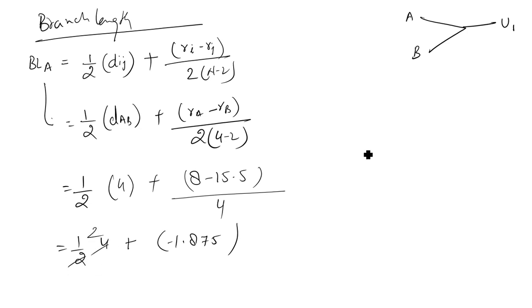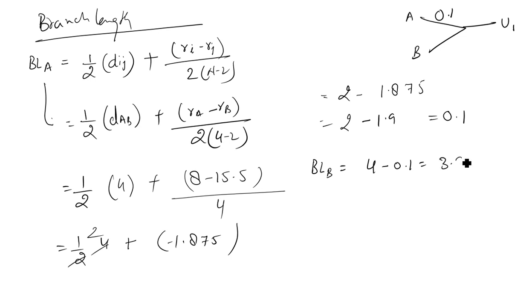So this will be 2 minus 1.875. Approximately, if you round it off, it is 1.9. So 2 minus 1.9, because it will be 8, 8, 8, 9. So you will get 0.1. So the A value is 0.1. Now the branch length of B equals 4 minus 0.1, so it will become 3.9.